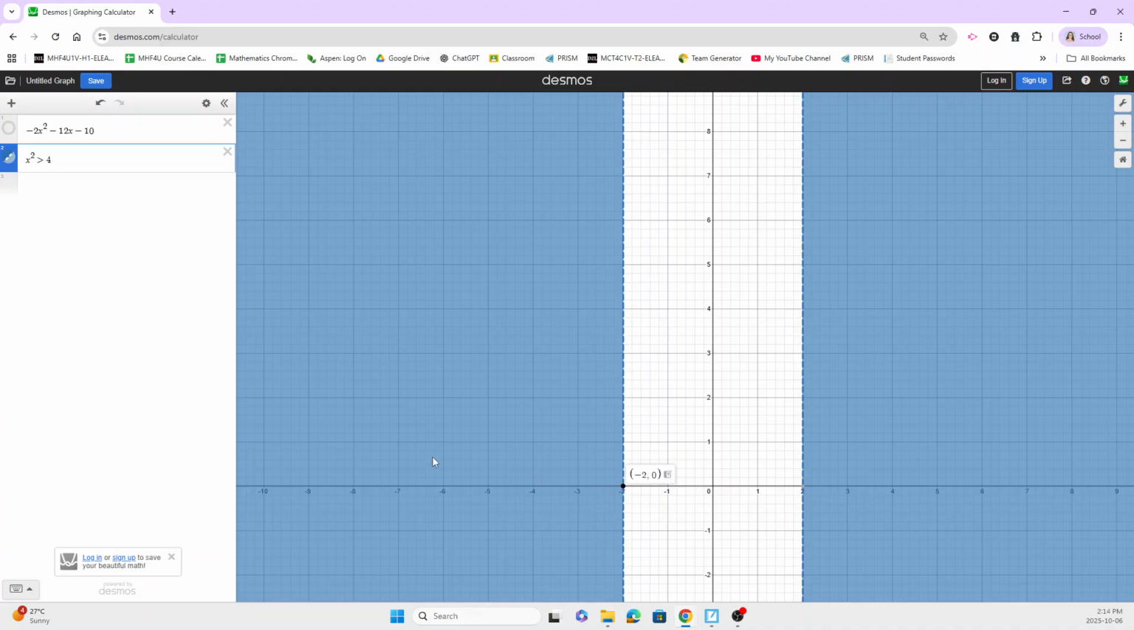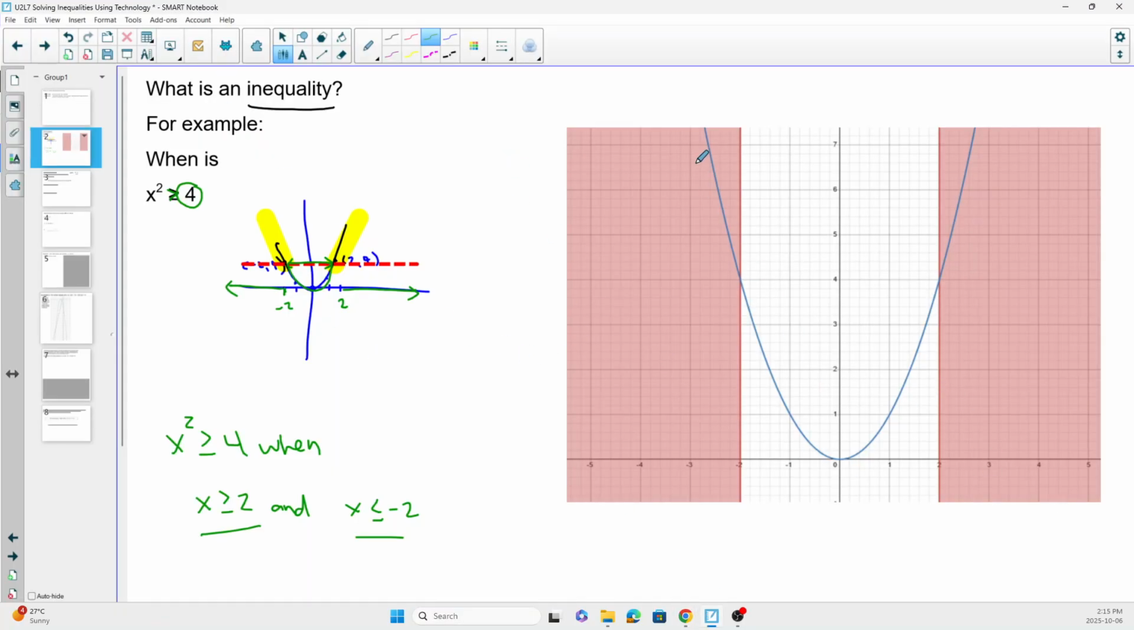So less than negative 2 but not inclusive of negative 2, and greater than 2 but not inclusive of 2. Okay? And we're going to look at different ways to express that as well. So because these lines are solid on Desmos, I know it is inclusive of that point, which is why I use my less than and actually equal to negative 2.